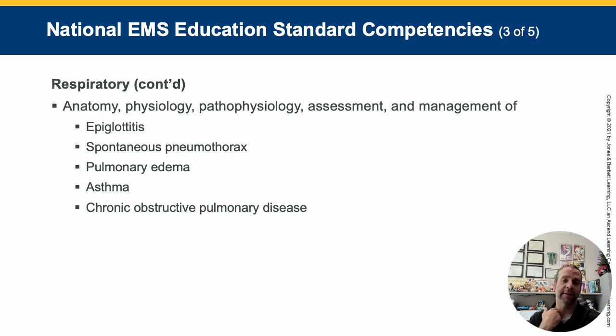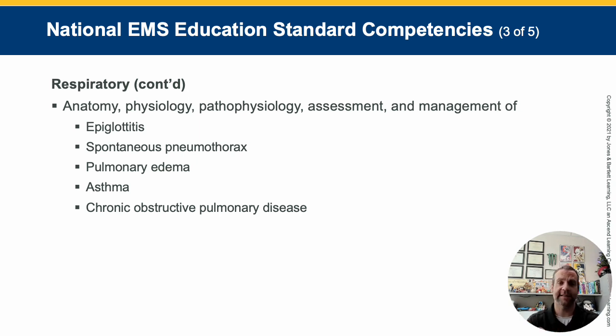So, for instance, epiglottitis is a bacterial infection we're going to learn about that causes potentially life-threatening swelling in the upper airway. Spontaneous pneumothorax, on the other hand, is a sudden collapse of a lung without trauma, and that's often occurring in tall, thin individuals or patients with an underlying lung disease.